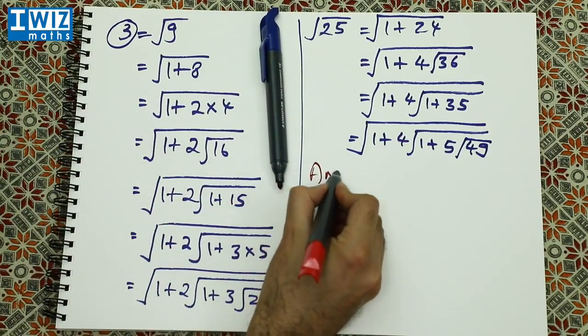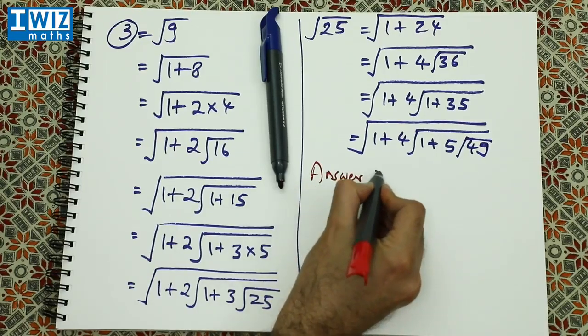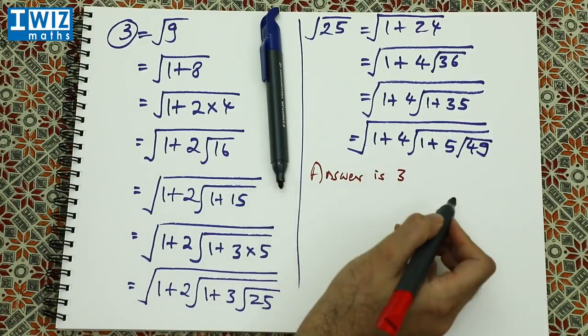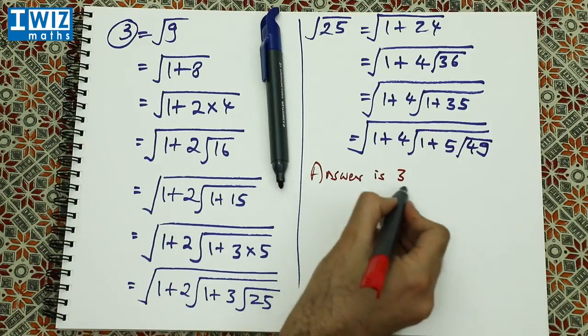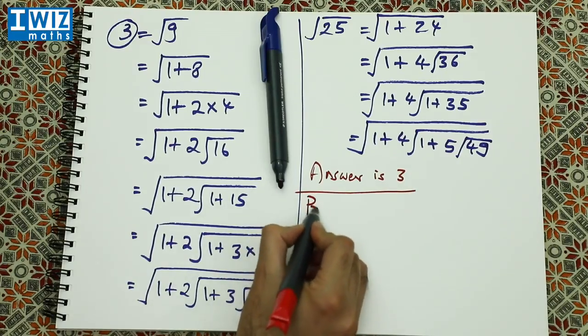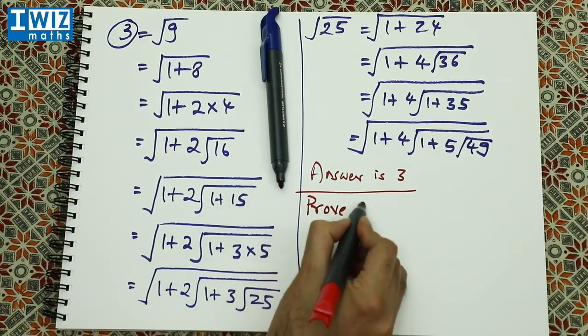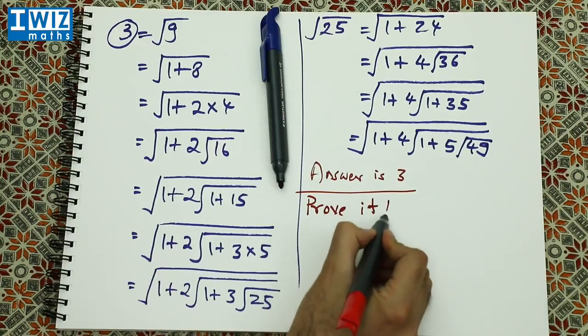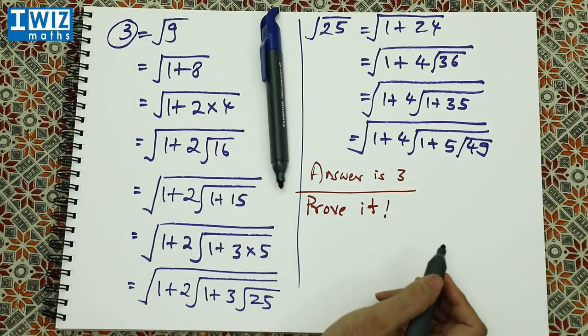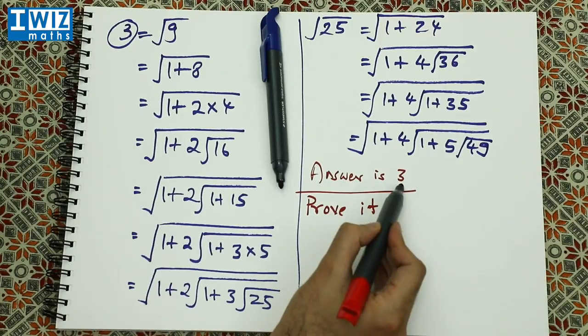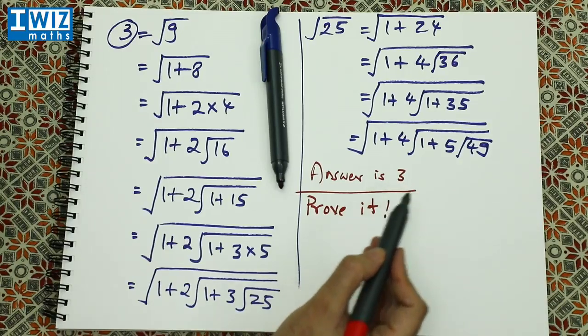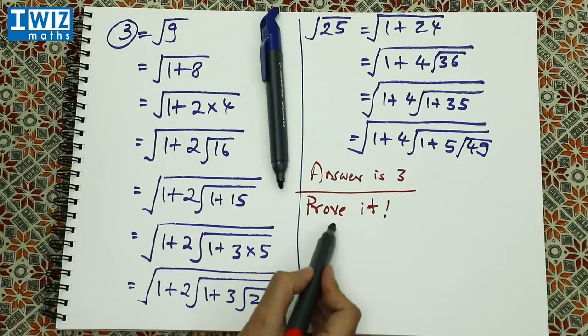So the answer is in fact 3. Now what you need to do is try and prove it. What we've essentially done is just provide a conjecture. It looks as if the answer ought to be 3. We're telling you that the answer is in fact 3, and what we want you to do now is think deeply to try and prove that 3 is indeed the answer.